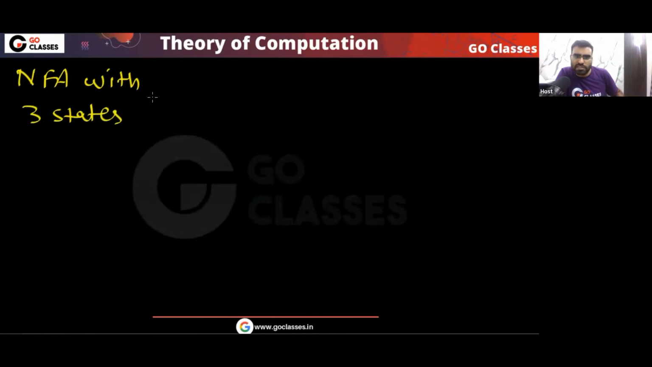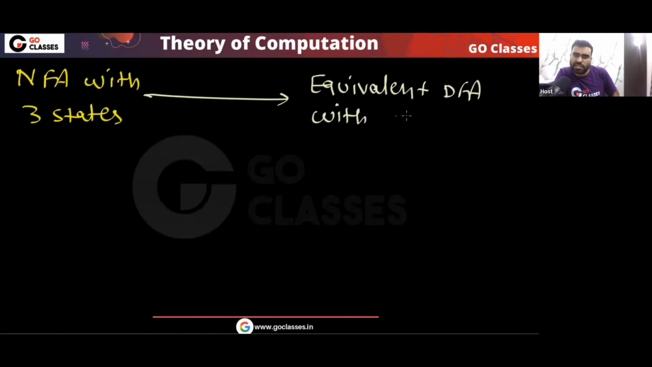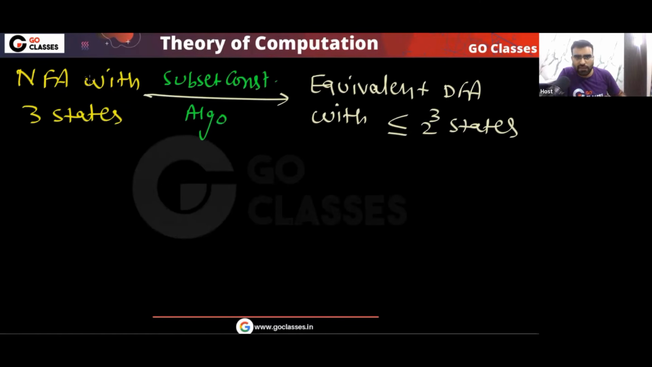Now tell me, if you convert this NFA using the subset construction algorithm, then the DFA you will get, yes or no? You will get an equivalent DFA. With the maximum how many states? With less than or equal to 2 power 3 states. Do you agree? If you convert this NFA to an equivalent DFA using the subset construction algorithm, then you will get this equivalent DFA with at most 8 states. Yes or no? Okay.